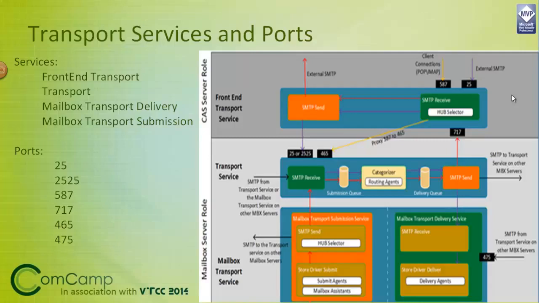Now let's have another review of the ports. Port number 25 is known as the SMTP port, which is used by external SMTP servers to send emails to the front-end transport, and also from front-end transport to the transport service, unless they're together. Front-end transport or transport service use it to send outbound emails as well. So basically, port 25 is used by both services, front-end transport service and the transport service, when CAS and mailbox server roles are separately configured.